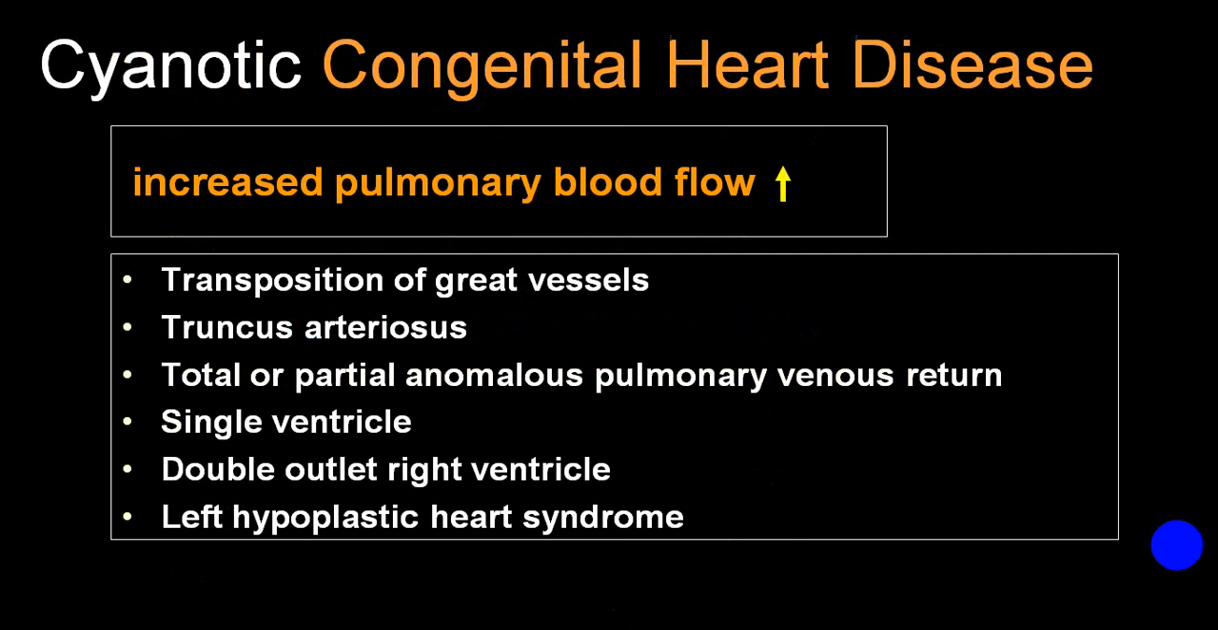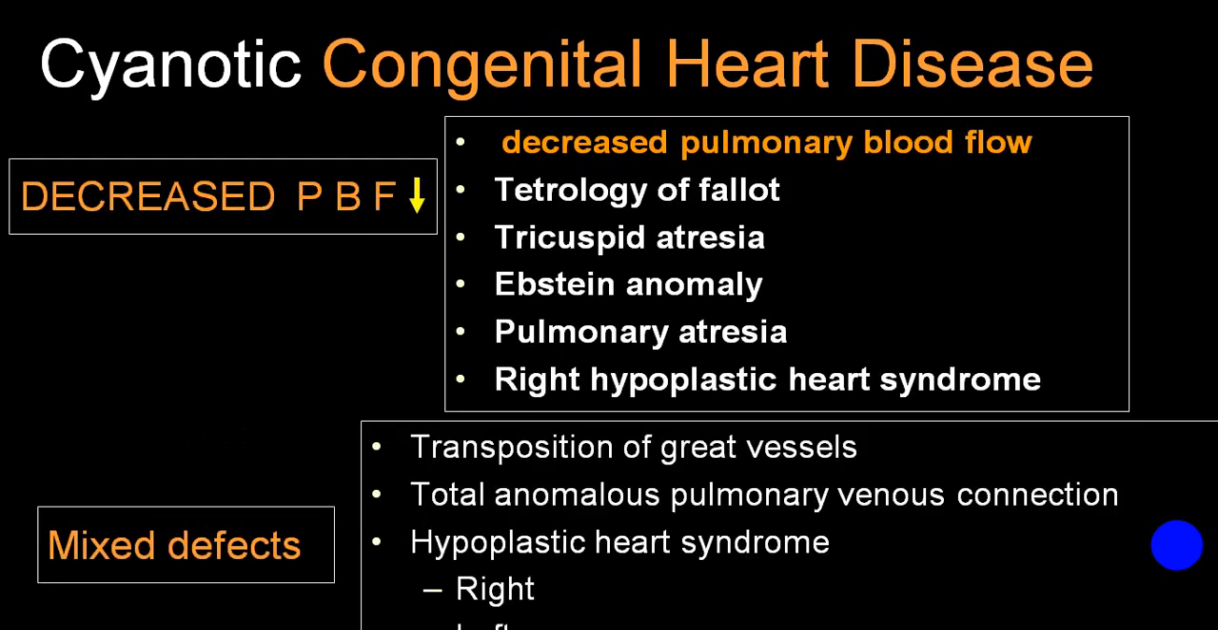In cyanotic groups, we have already told you about increased pulmonary blood flow, like transposition of great vessels, truncus arteriosus, total or partial anomalous pulmonary venous return, single ventricle, double outlet right ventricle, and left-sided hypoplastic heart syndrome. These are all the conditions where there will be increased pulmonary blood flow.